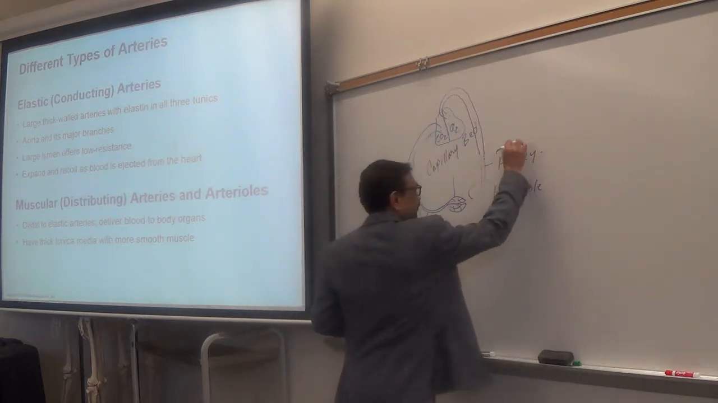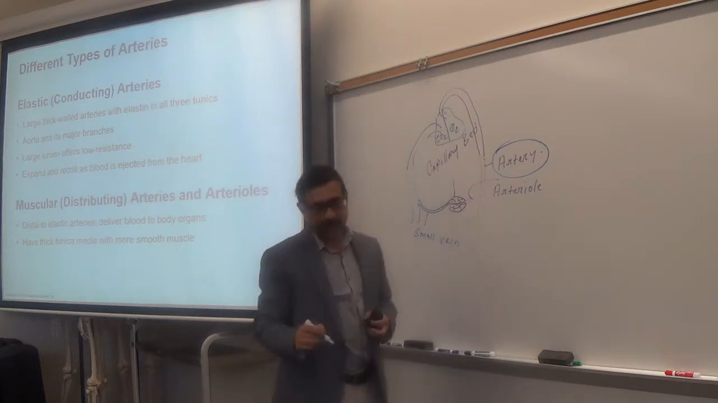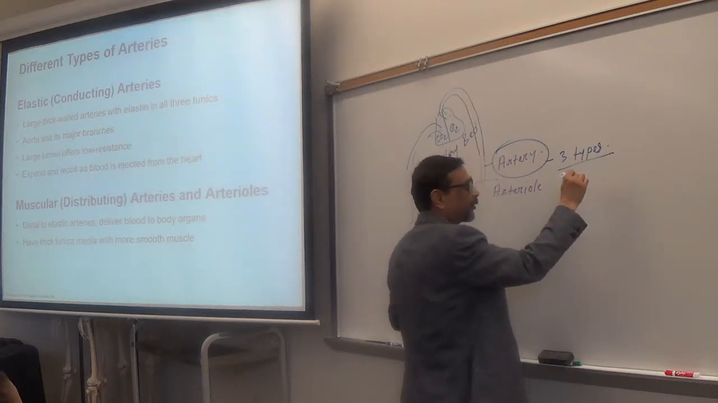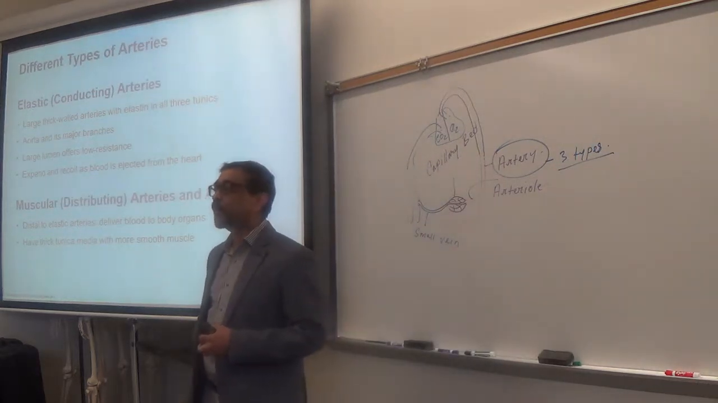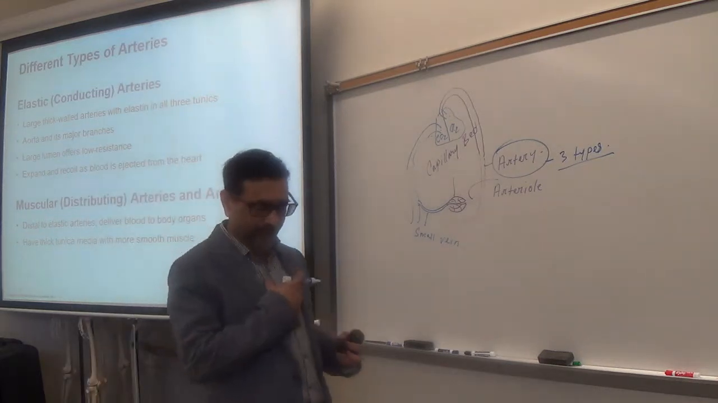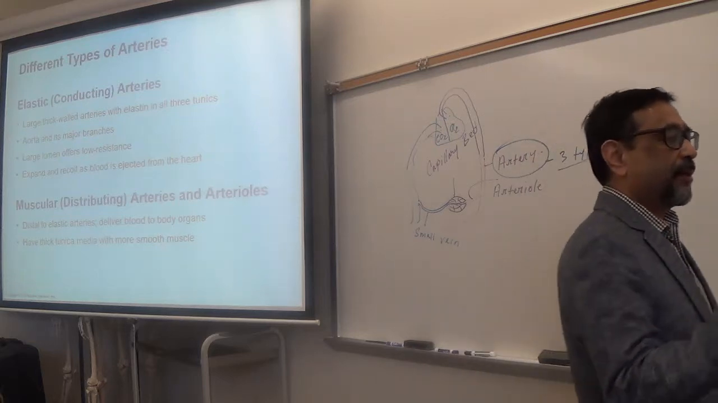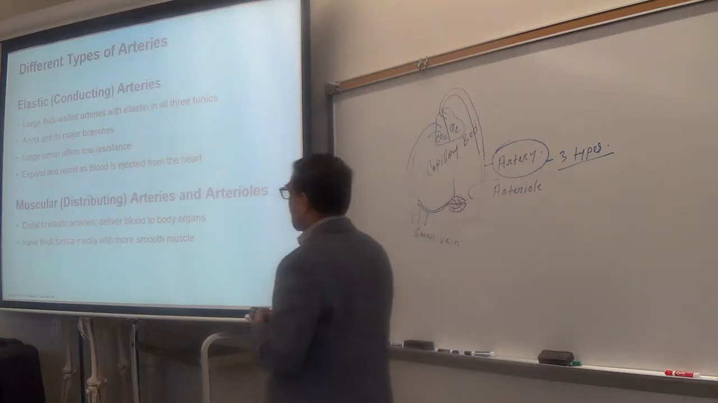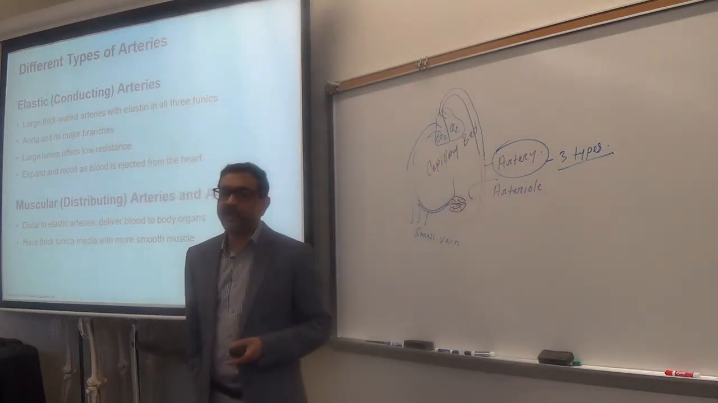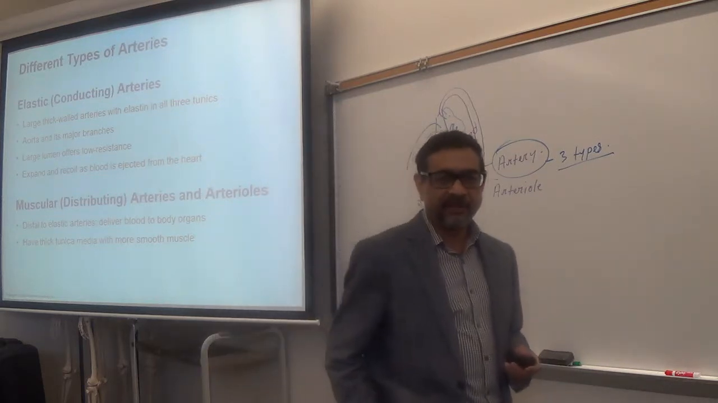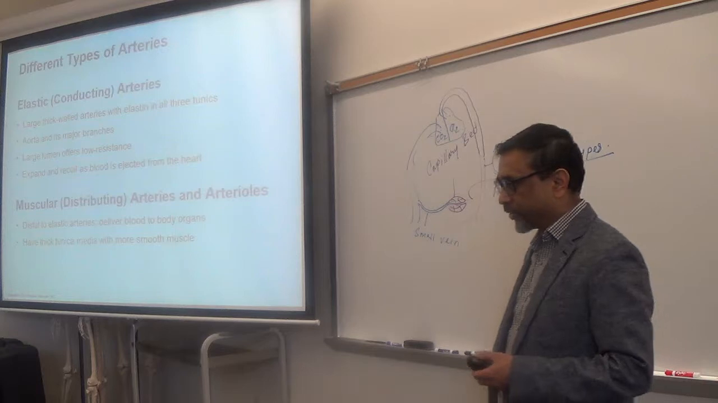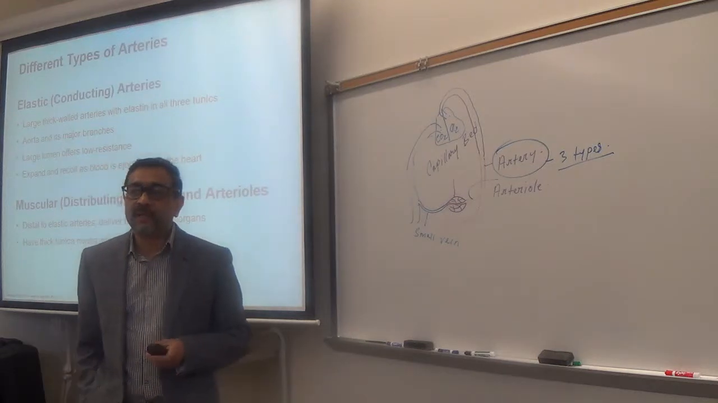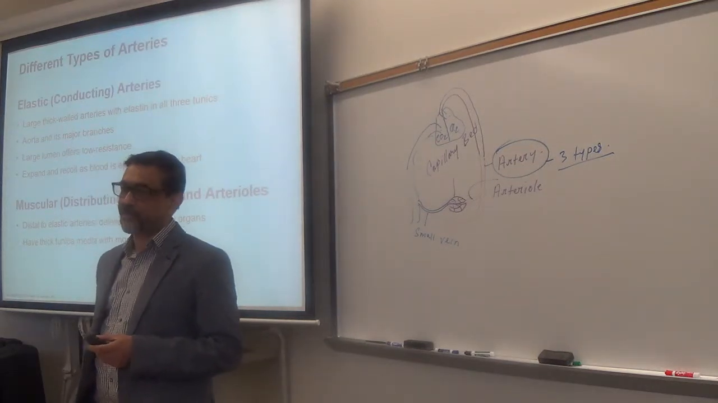Now, the arteries could be three types. Okay. Largest arteries like aorta, pulmonary arteries, pulmonary trunk, those are big arteries, right, close to the heart. Largest arteries are called elastic arteries or conducting arteries. Example, aorta and its branches, pulmonary trunk and its branches. Why largest arteries are called elastic arteries? Because in the wall you have more elastic fibers.